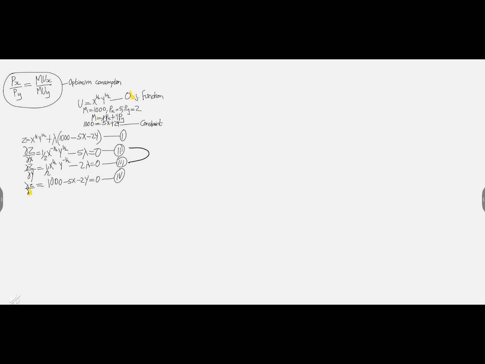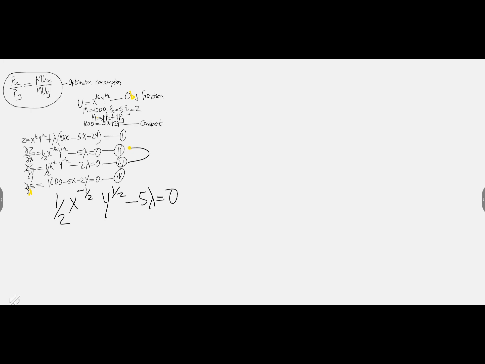So we can bring these two equations together, because both have lambda, so you can equate them to each other. So from equation 2, we have half times x raised to power half minus half times y raised to power half minus 5 lambda equals to 0. And then for equation 3, we have half times x raised to power half times y raised to power minus half minus 2 lambda equals 0. So you can make lambda the subject of formula.